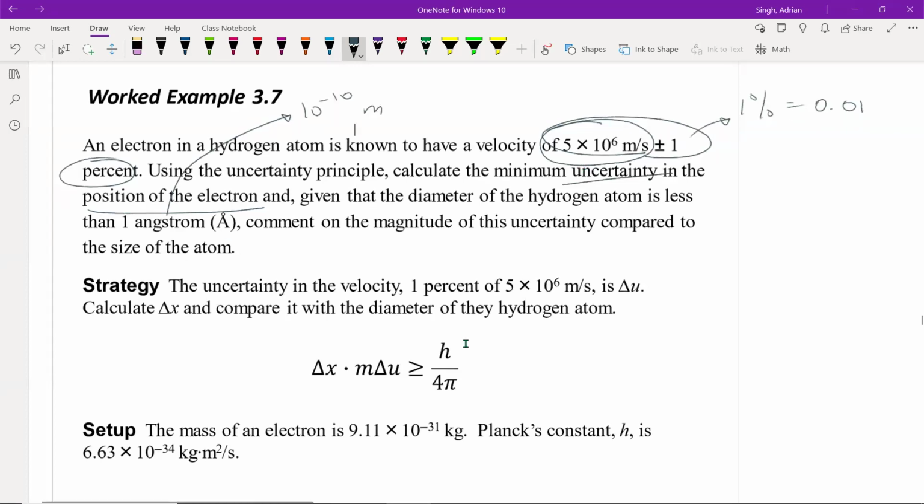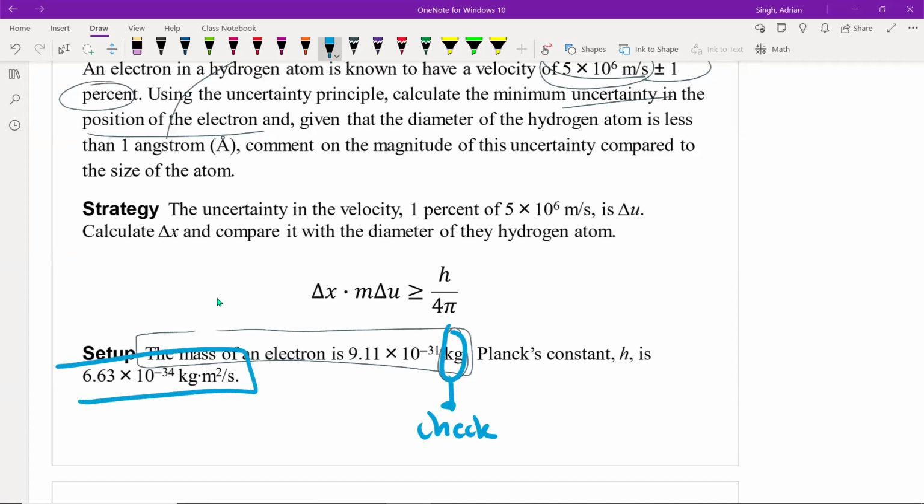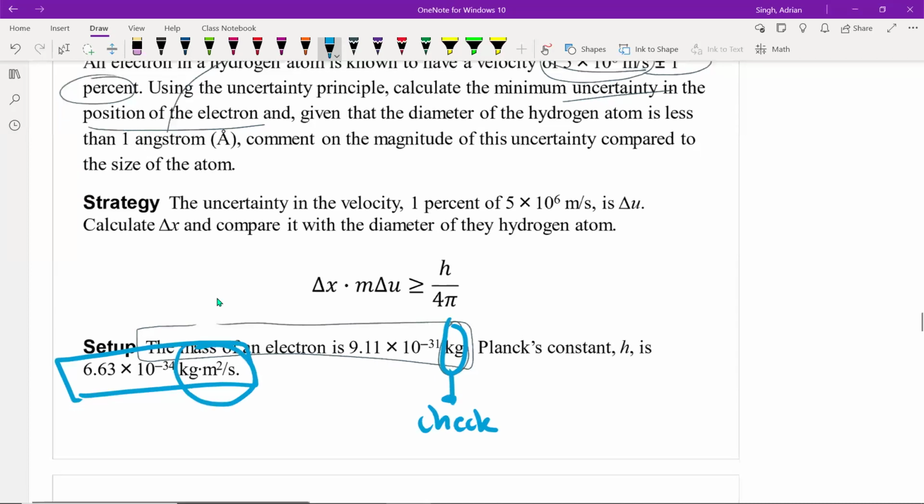Okay, so we have our equation that we can use, the Heisenberg uncertainty principle equation. The mass of the electron, we can look that up, and we want to make sure that it is in kilograms. We need kilograms as our unit because of Planck's constant here. So you want to double check this. This is a very, very common source of error. And then h needs to be in the right unit as well, kilogram meter squared per second. We want to make sure that we have those units.